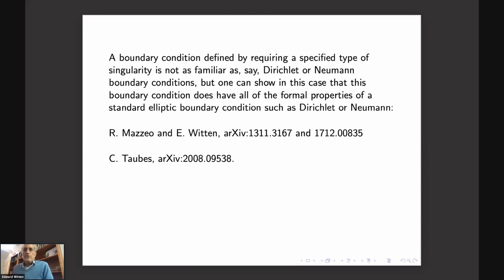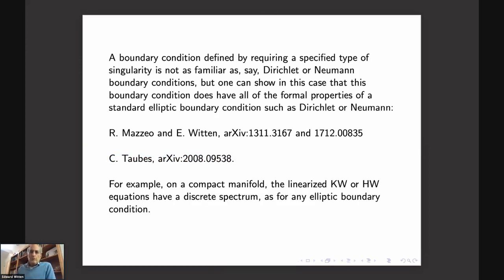So a boundary condition defined by requiring a specified type of singularity isn't as familiar as something like Dirichlet or Neumann boundary conditions. But you can show in this case that the boundary condition does have all the formal properties of a standard elliptic boundary condition, such as Dirichlet or Neumann. So Rafe and I wrote two papers on this, actually. The first one without the knot, and the second one including the knot. And then Cliff has reformulated the subject in this paper.